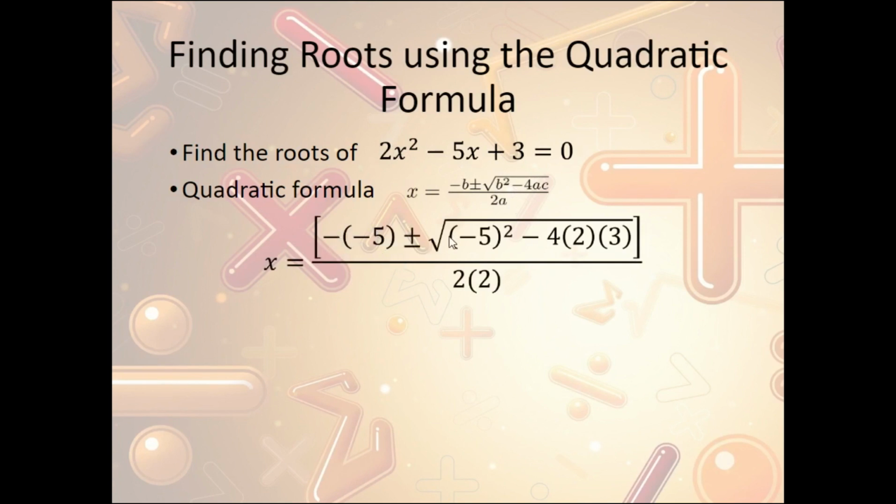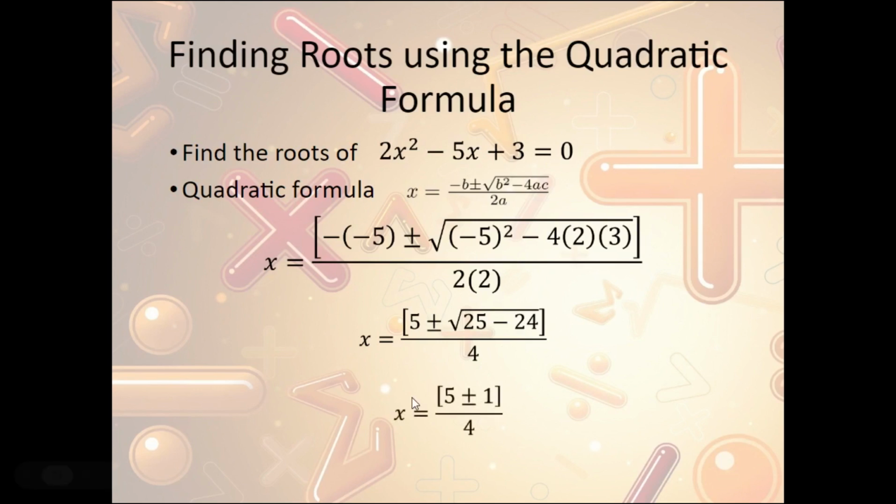We simplify. Negative 5 is just positive 5. 5 squared is 25. And then negative 4 times 2 is negative 8 times 3 is negative 24. And then 2 times 2 is 4. So we end up with 5 plus or minus the square root of 25 minus 24 over 4. Well, 25 minus 24 is 1, and the square root of 1 is just 1. So now we end up with 5 plus or minus 1 over 4.